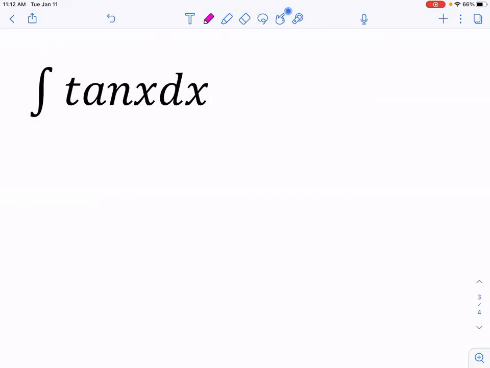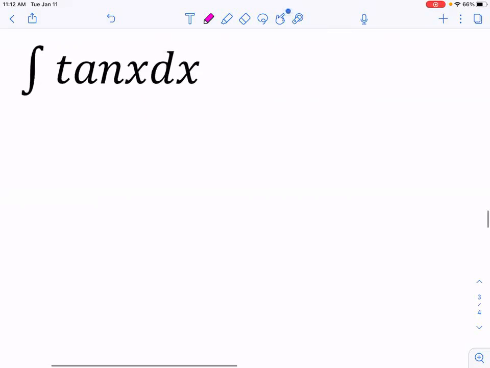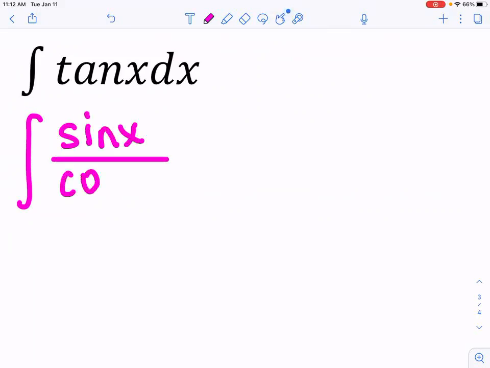Okay, we don't have a rule for tangent for an antiderivative. Did you notice that? We don't. Well, this is how we get our rule. Kylie said we can write it as a fraction, sine x over cosine x dx. Awesome, because those two have a pretty great relationship with each other in calculus class.